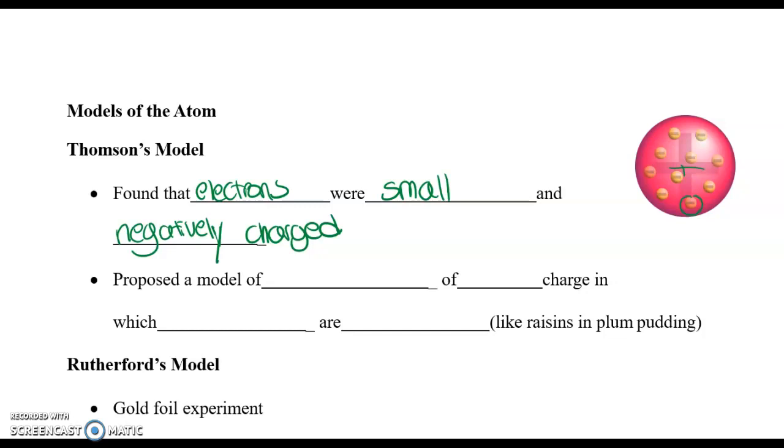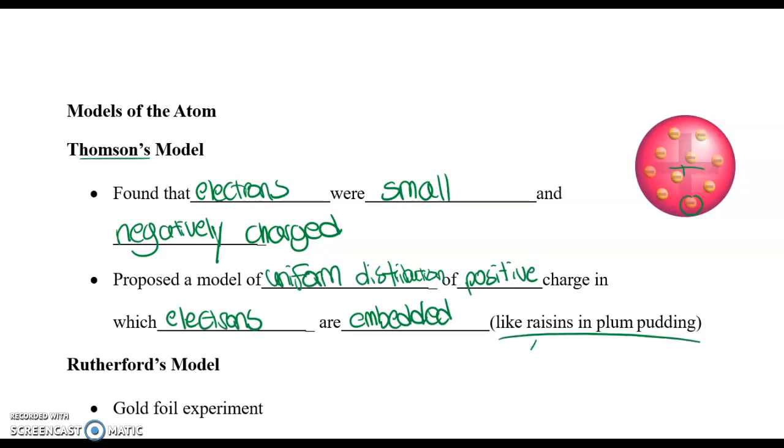So he proposed a model of uniform distribution of positive charge in which electrons are embedded, like raisins in plum pudding, which I think was some kind of baked good around when Thomson lived. Your chemistry teacher might have told you to think of this more like chocolate chips in a cookie. They're just kind of floating around embedded in the rest of the things.